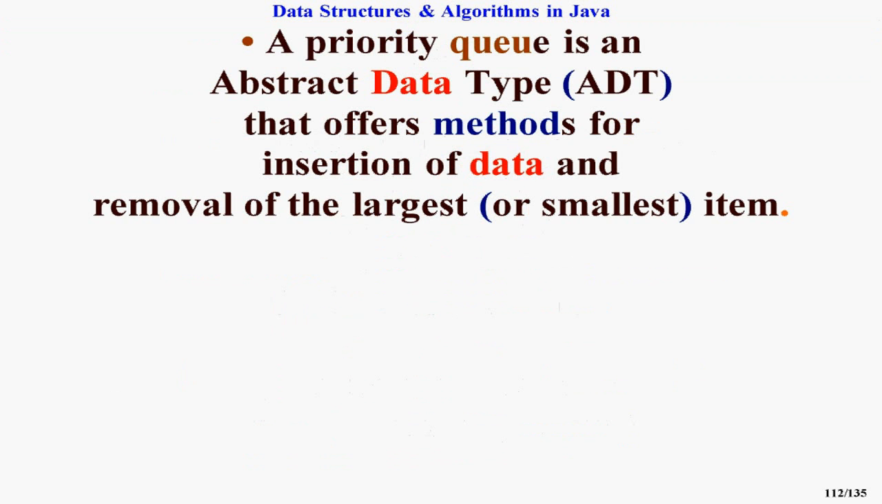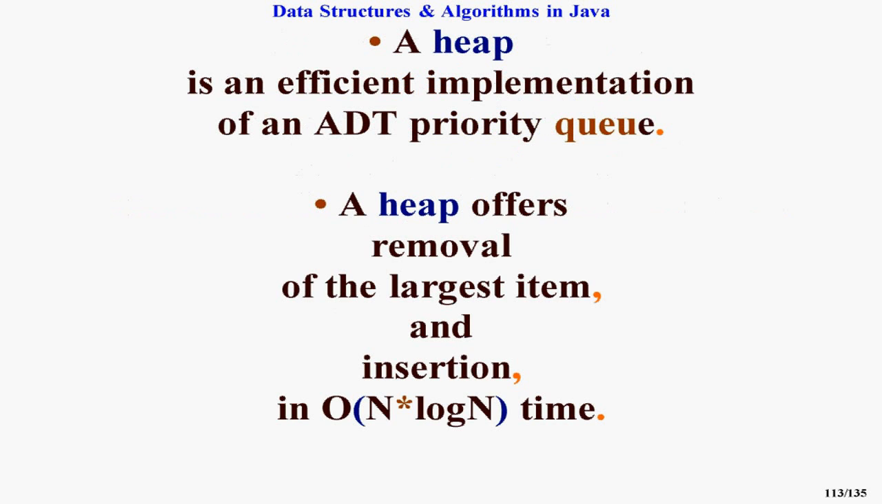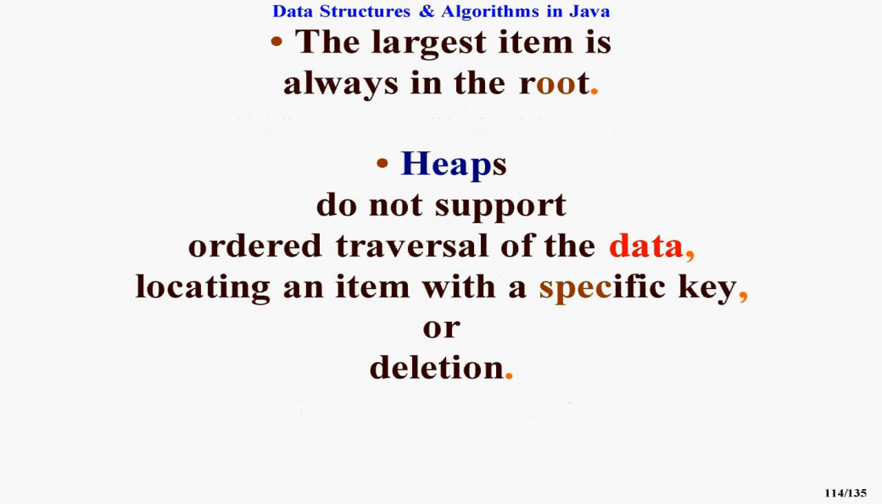A priority queue is an abstract data type (ADT) that offers methods for insertion of data and removal of the largest or smallest item. A heap is an efficient implementation of an ADT priority queue. A heap offers removal of the largest item and insertion in log n time. The largest item is always in the root. Heaps do not support ordered traversal of the data, locating an item with a specific key, or deletion.